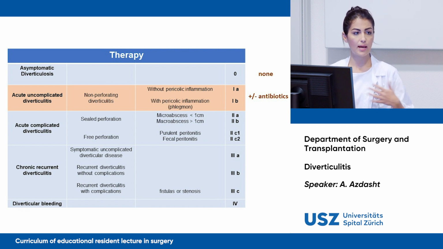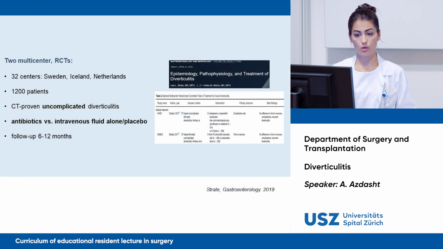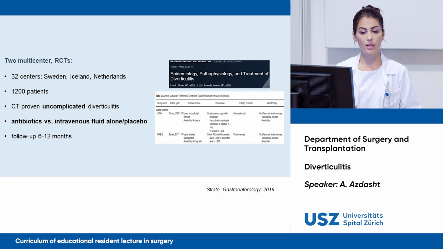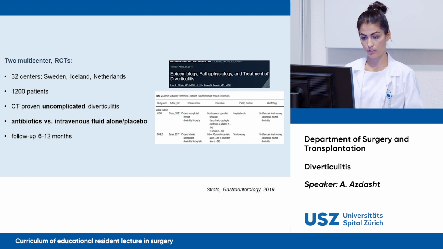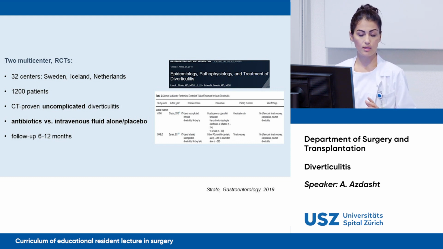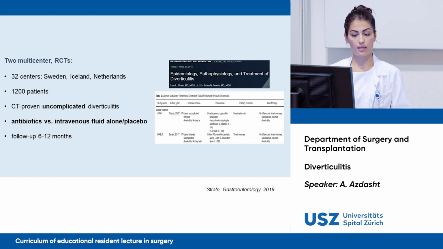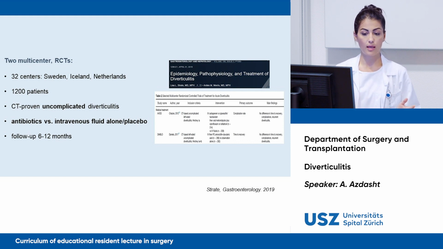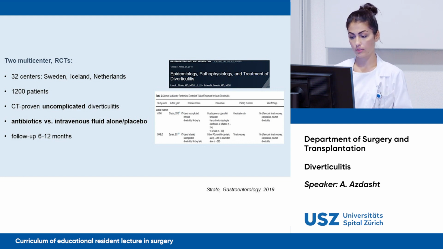compliance of the patient, a mild diverticulitis with low CRPs, we can go for no antibiotics. This was shown in a paper published in 2019 in the Journal of Gastroenterology. There were two multi-center RCTs, in total 32 centers with 1,200 patients that all had CT-proven uncomplicated diverticulitis. The follow-up was 6 months to 12 months. And there were two groups, one who had antibiotics and the other group who was administered intravenous fluid alone or placebo.